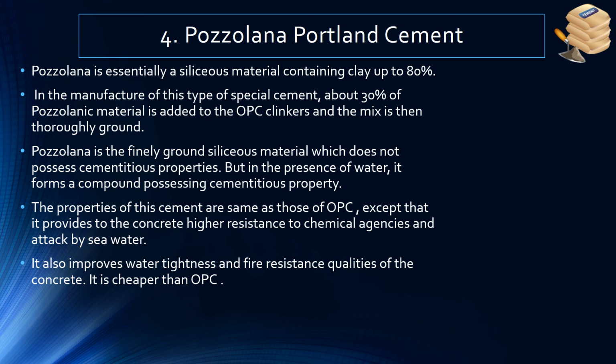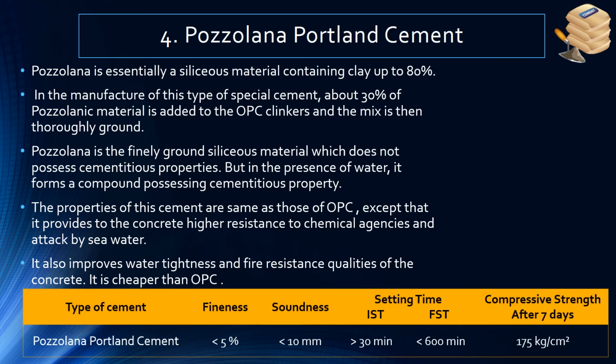Then the properties of Pozzolana Portland cement are: fineness less than 5%, soundness less than 10 mm, initial setting time more than 30 minutes, final setting time less than 600 minutes, compressive strength after 7 days 175 kg per square centimeter.